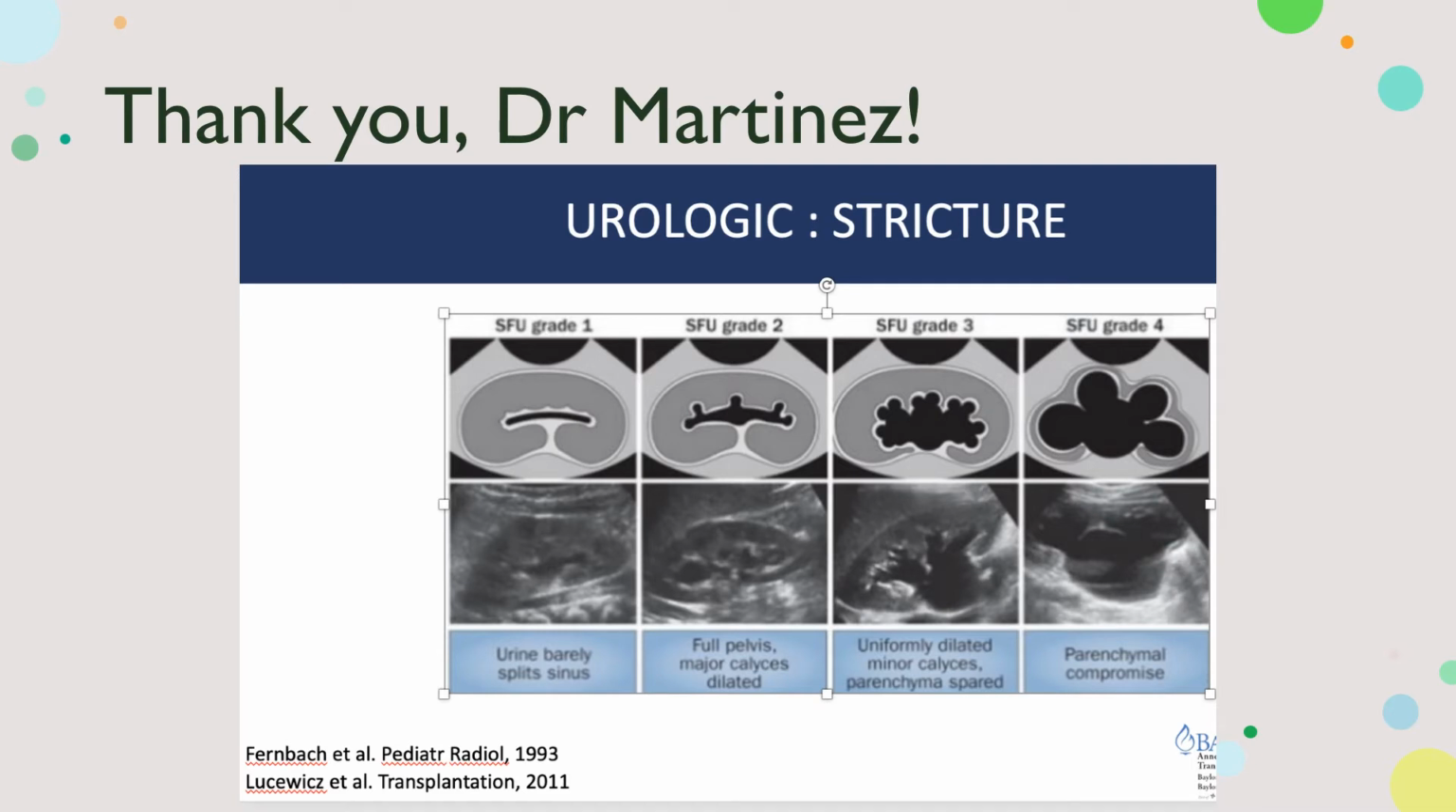Well, Dr. Martinez gave me this. When we were discussing all of these things, he said that that's what they use. This is from the literature that they recommend, and this is what they like. And it's not a bad system, right? It looks a lot like what we use for pediatrics, when we do neonatal kidneys. So grade 1 is where urine barely splits the sinus. Grade 2, we see major calyces. Grade 3, minor calyces. And then grade 4 is when we have what they're calling parenchymal compromise, which is cortical thinning.